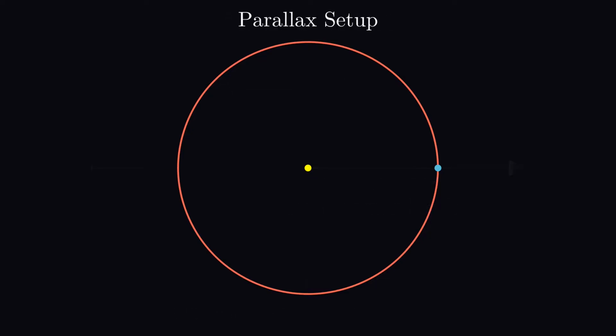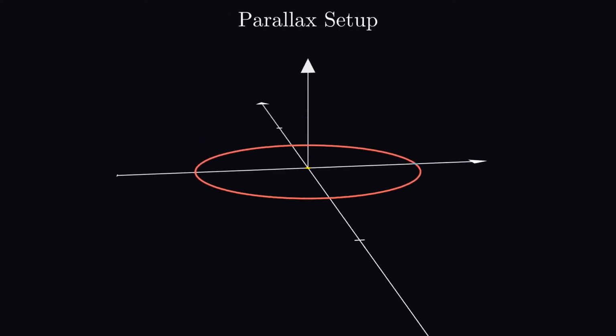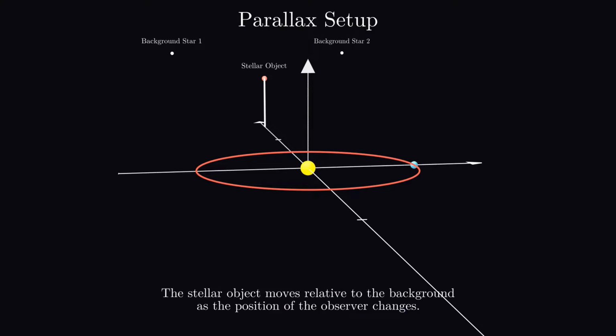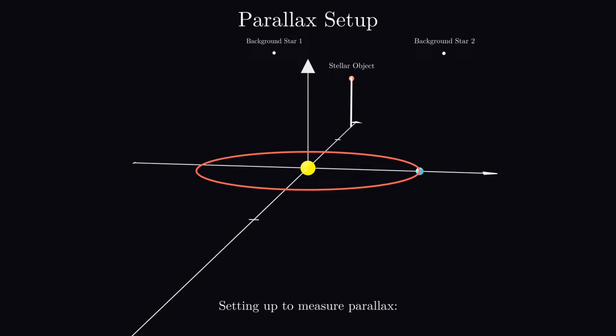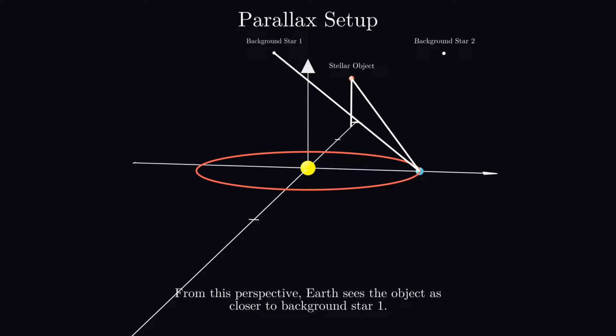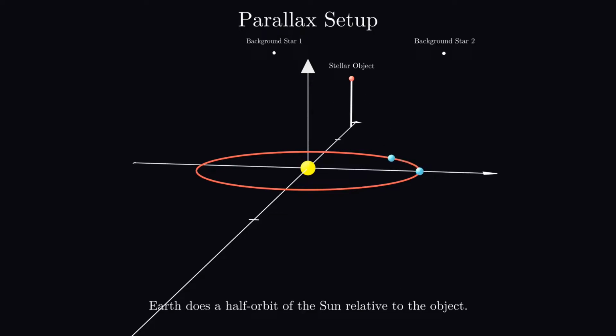Next, let's evaluate visual parallax. Consider some stellar object with a background which can be referenced. As the observer changes positions, the closer object will appear to move with respect to its background. From the perspective of Earth at the first point in its orbit, the object appears closer to background star 1. From the perspective of Earth half an orbit later, the object appears closer to background star 2.